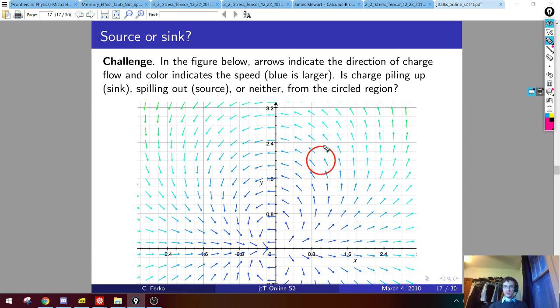And now a question for you: in the red circled region here, using the same sort of analysis, is charge building up or spilling out of this region, or neither? Conservation of charge.